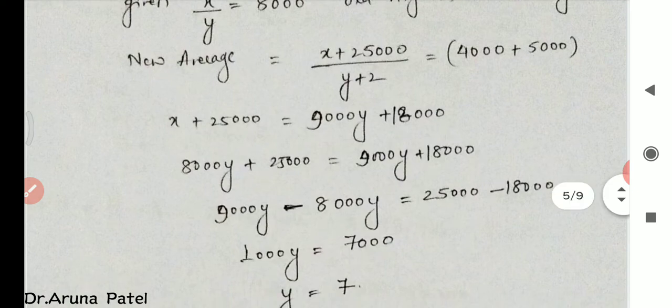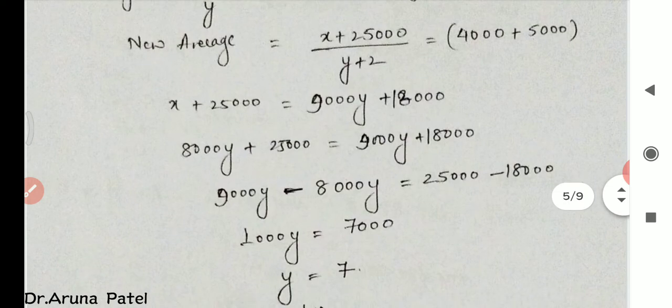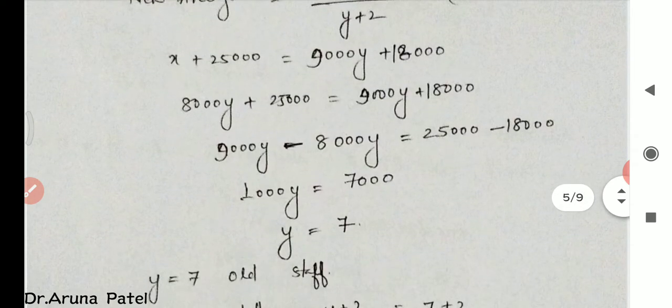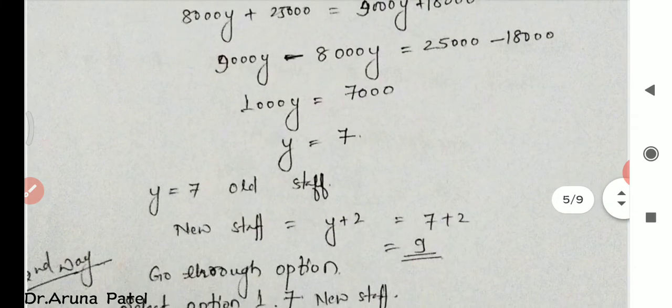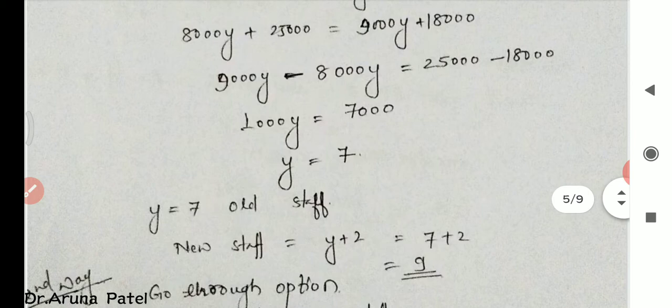So 9,000 minus 8,000 gives you 1,000 y, and on the RHS 25,000 minus 18,000 gives you 7,000. So y is equal to 7. Suppose y is the staff number of old staff. Then 2 are additional persons, so new staff is y plus 2. So you will get 7 plus 2.